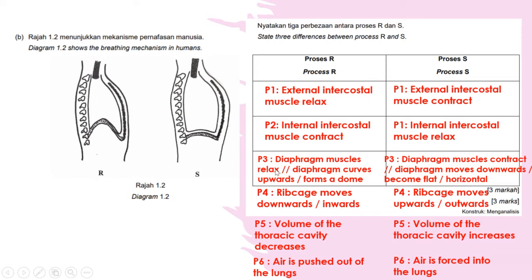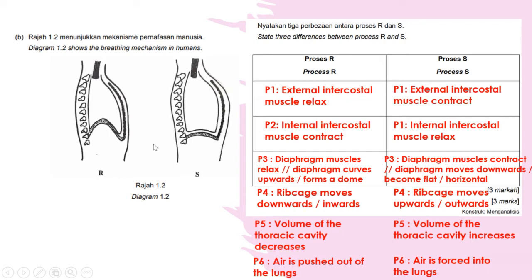Next, we go to point number 3, the diaphragm muscle relaxes. Or you can write the diaphragm curves upwards or forms a dome. You can write either one, just choose one, don't write all. And then for process S, the diaphragm muscle contracts, or you can write the diaphragm moves downwards or becomes flat. Choose either one, don't write all.